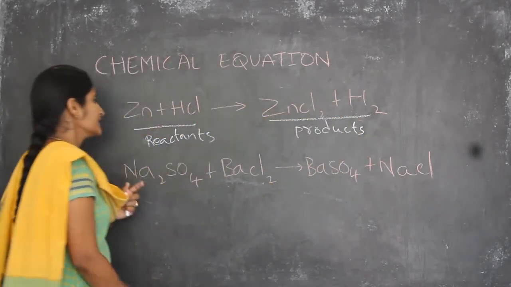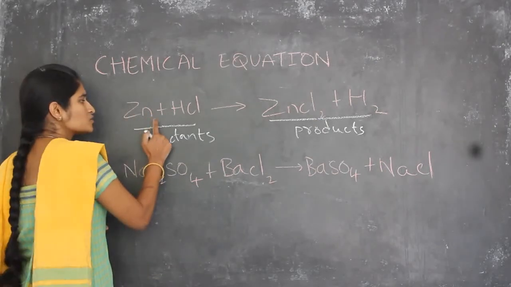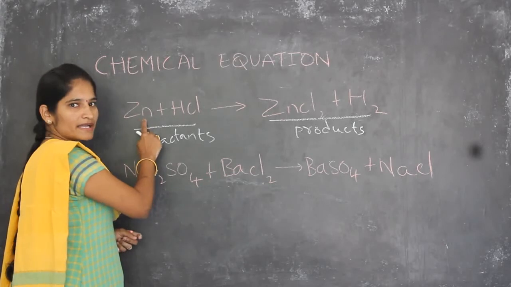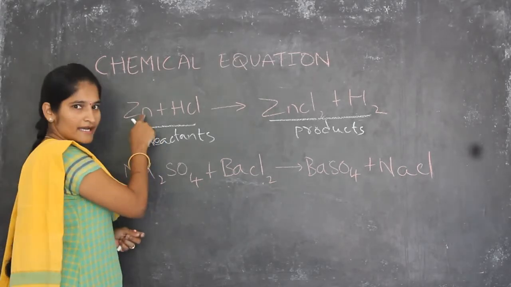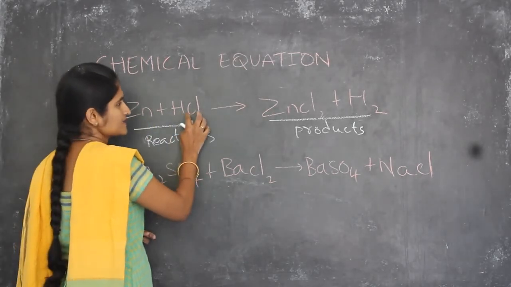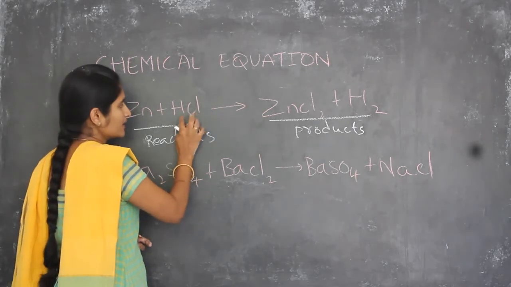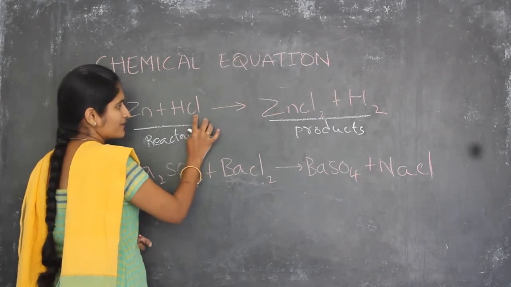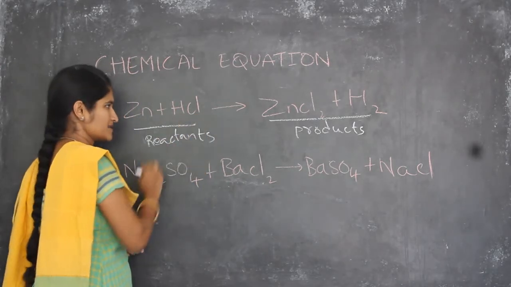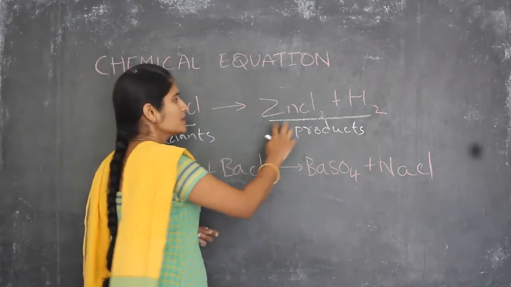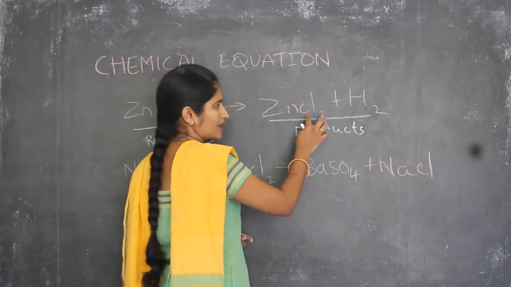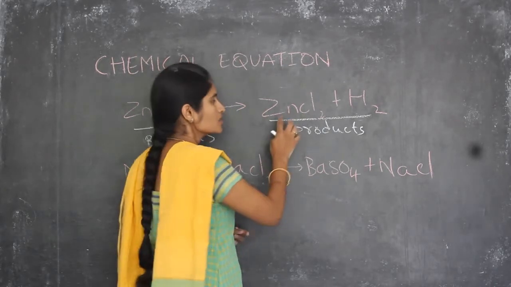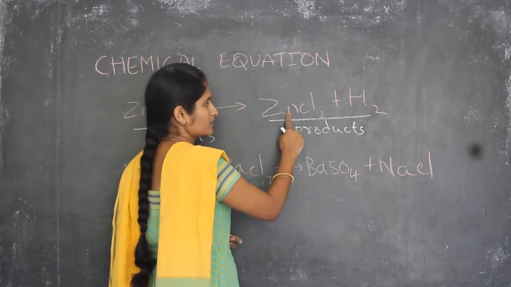Is it clear? And here see Zn, there is no subscript over here. So what can we assume? Here we can assume it as 1 zinc atom, and here HCl. Is it clear? So in this molecule, that means in this compound, 1 hydrogen atom and 1 chlorine atom is present. So when these 2 are combined, we get zinc chloride. So here for zinc, nothing is there, so it is 1.